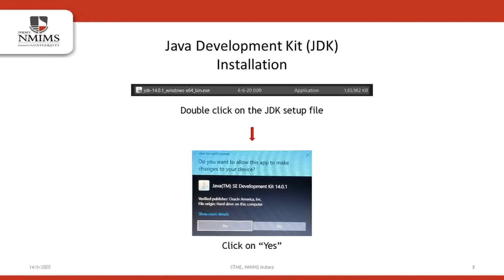I hope that all of you have downloaded it and installed it. Even if you haven't, I'll show you how to install it, and you can do it right now. First, you'll have to double click on the JDK setup file that you've just downloaded. After that, a dialog box saying "Do you want to allow this app to make changes to your device?" will appear. Click on Yes.